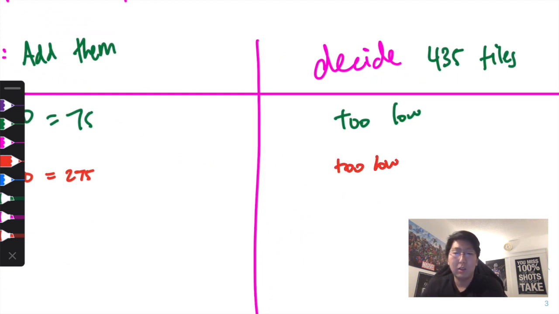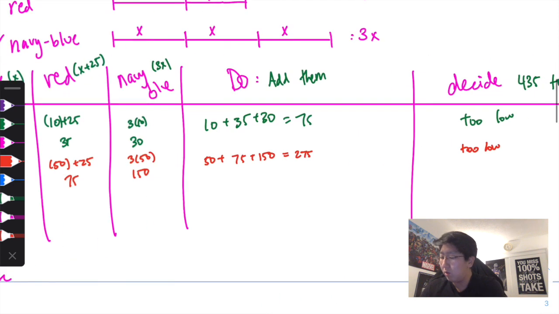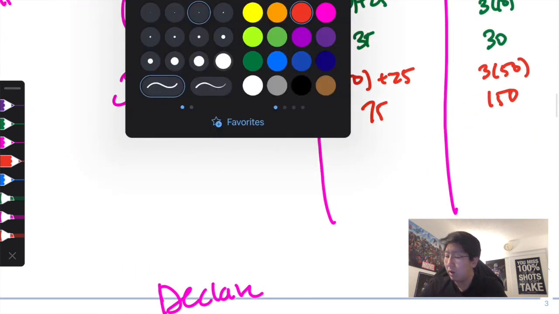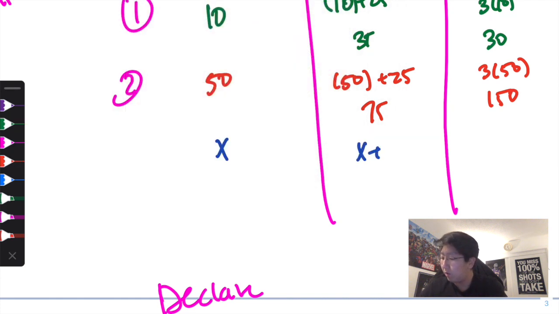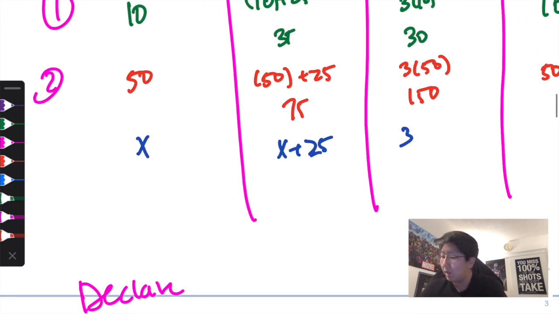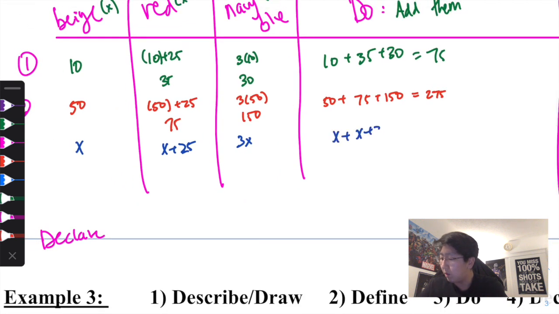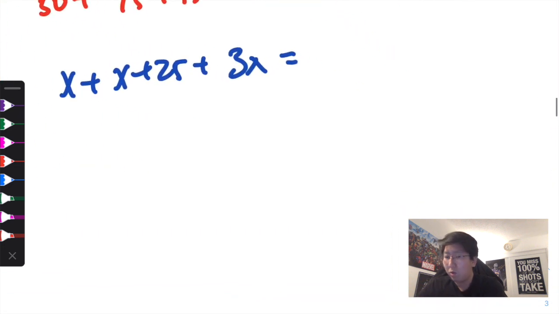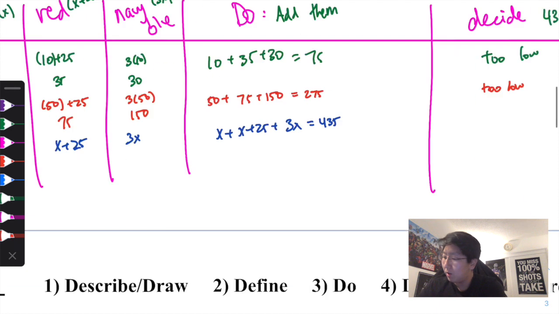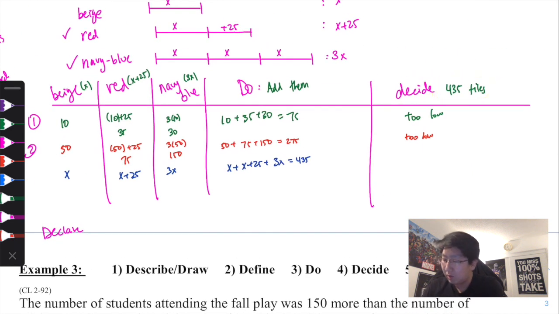Alright, so like I said, I could sit here and guess all day. I'm not really excited to do that. So instead of doing that, I'm going to give it the variables. So let's actually do this right. Let's take x plus 25 plus 3x. That should equal 435, right? Because if we take them together, whatever x is, this is going to be 25 more, and this is going to be 3 times.